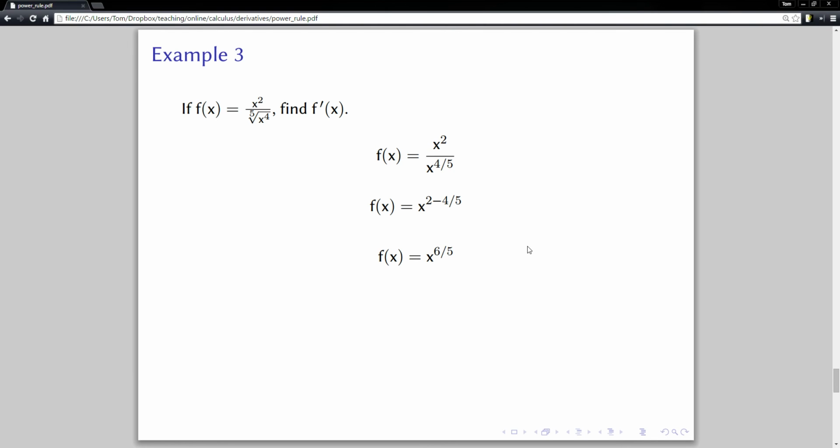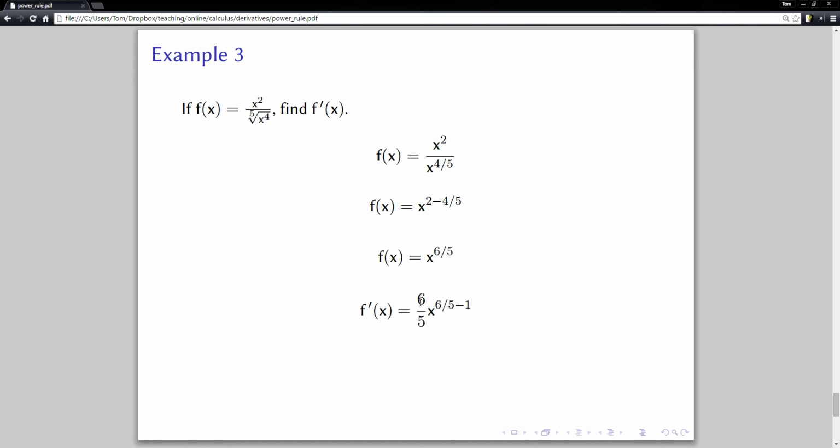Again, notice no calculus took place here. All we are doing is using the basic rules of algebra to rewrite this function in the power function format. Now we can see that this is definitely a power function. It is x to some number power, and that's the format we really need to take the derivative. So now we are ready to use the power rule.